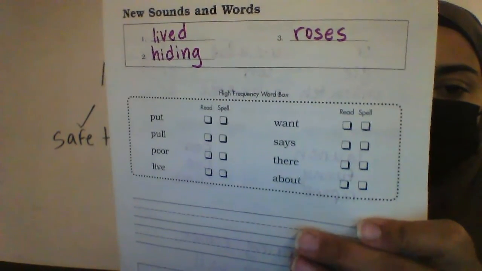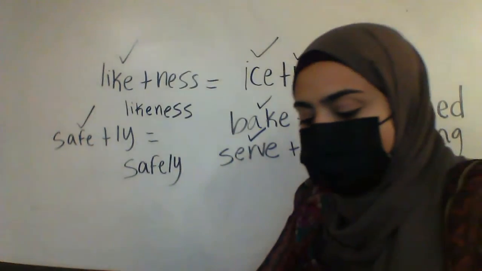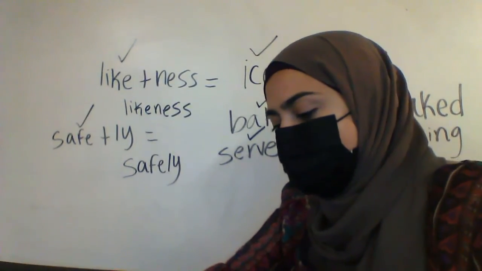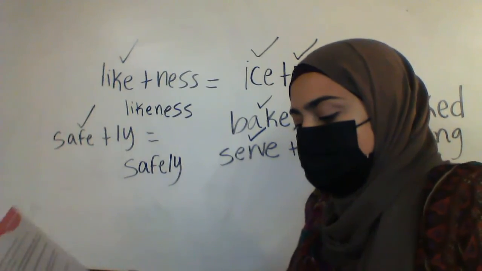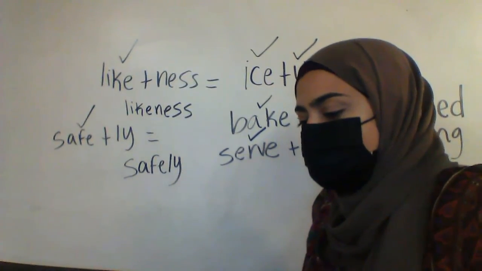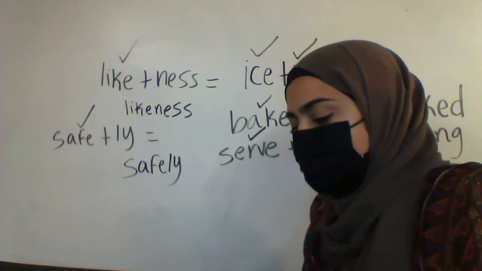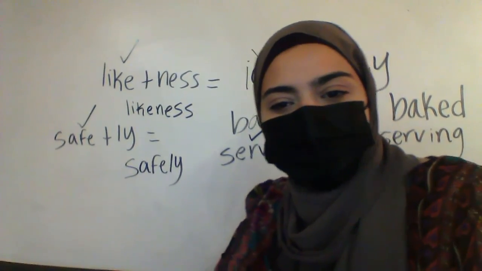All right, let's read the high frequency word box words together. Put, pull, pour, live, want, says, there, about. So you're going to write 2 sentences using 1 word in each sentence. That should be very easy. All right, so you're going to do the worksheet and homework page on your own. And if you have any questions, let me know. That's all we're doing for Saxon. I'll see you later. Bye.